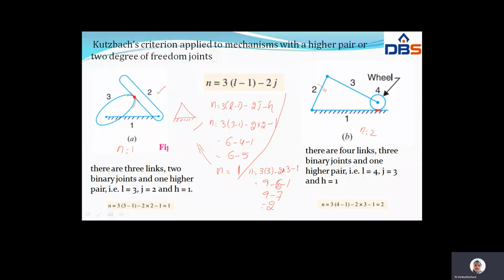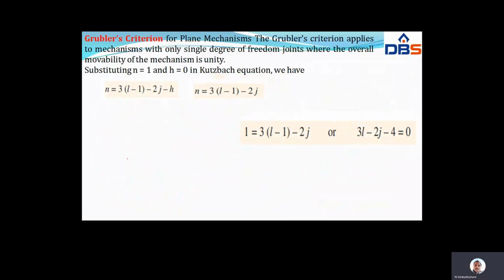So with that, the Kutzbach criteria was applied to the mechanisms for higher pairs. Then coming to Grubler's criteria for plane mechanism. This criteria applies only when single degree of freedom joints are there. So only single degree of freedom means this equation will be applied. Grubler's criteria is only applicable for single degree of freedom.